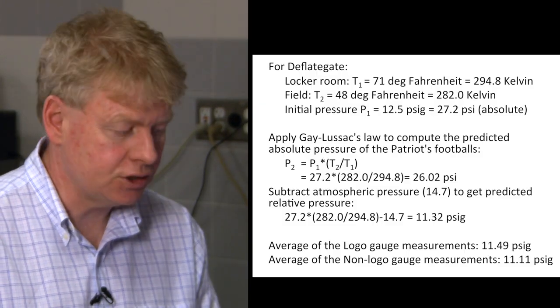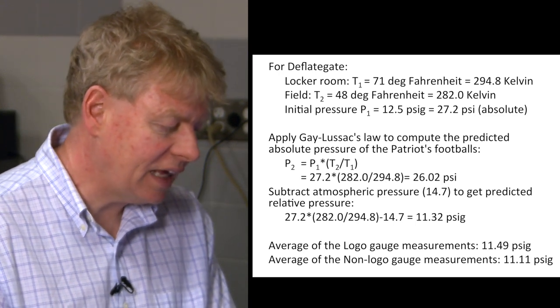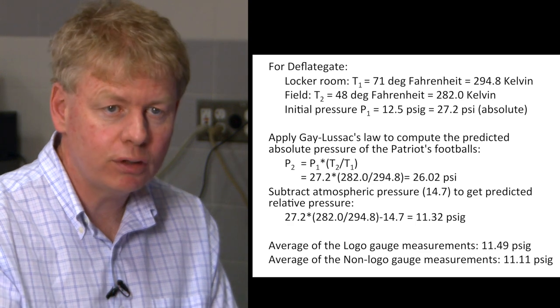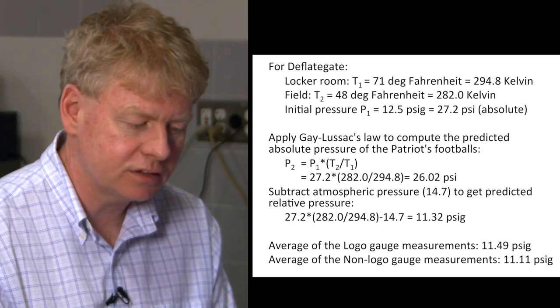And then in activity 6, we compare the prediction and the observation. And what the student should see is the actual observations are higher than the on-field prediction. So 11.49 versus 11.32 PSI. Now, when the balls were taken into the locker room at halftime, they did start to warm up. They were kept in a bag, and they were probably taken out one by one, is our best guess, from the various reports on what happened. And so the balls would be warming over time.